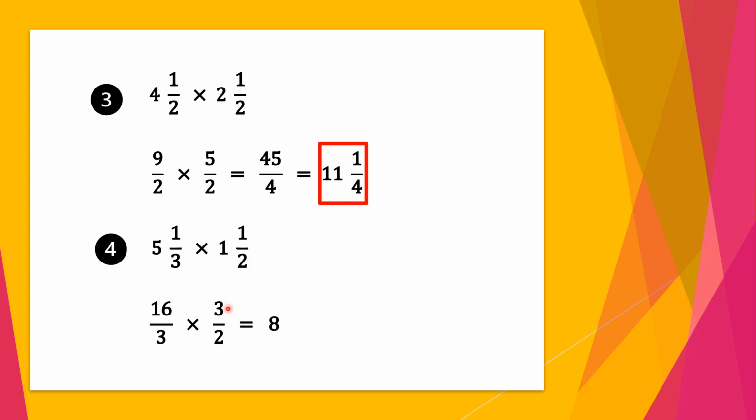Now we look at whether we can cancel anything. Yes, you can cancel 3 and 3, and 2 and 16. So 3 goes into 3 once, 3 goes into 3 once, and 2 goes into 2 once. 16 goes into 8 times. So 8 times 1 is 8. So our final solution is 8.